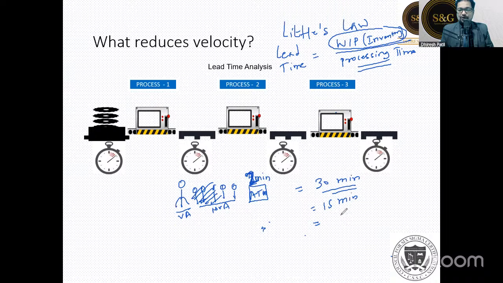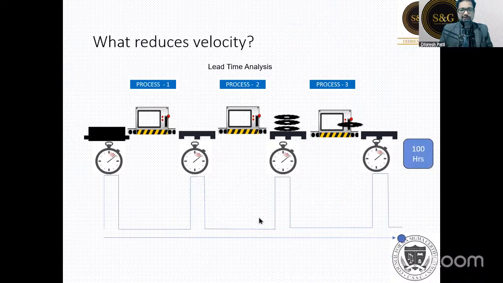Now it will take only 6 minutes. Are you understanding? So by working on the cycle time or the processing time and the WIP, you can reduce the lead time drastically. Are you clear? So WIP decreases your velocity or the flow. Okay, this is the concept I just wanted to drive. So you can check this out.